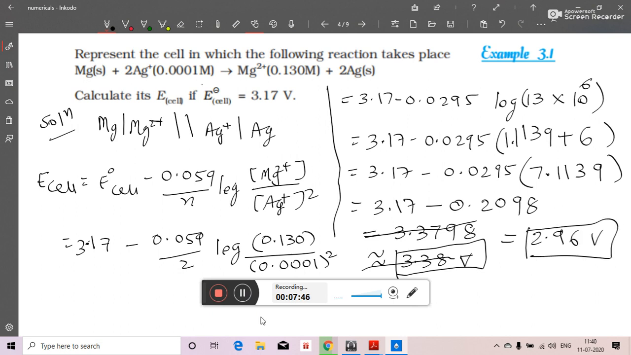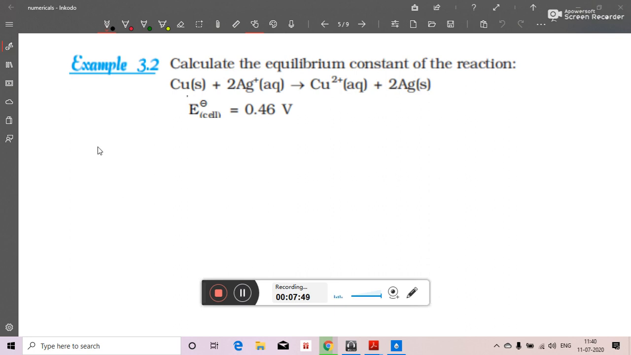Now the next example is: calculate the equilibrium constant for the reaction Cu + 2Ag+ gives Cu2+ + 2Ag. E naught cell is 0.46 volt.